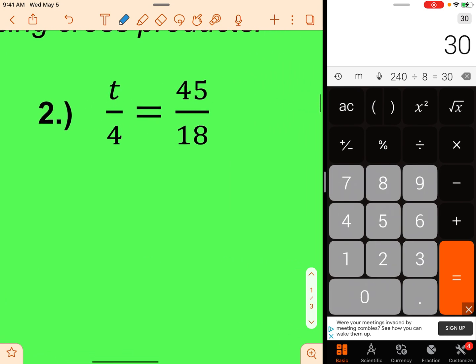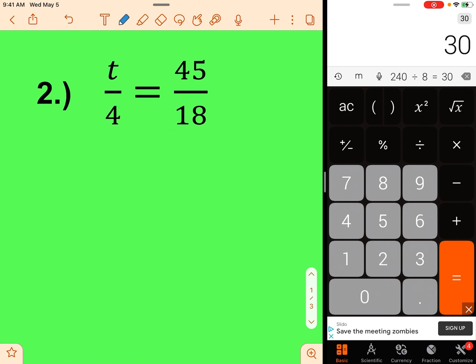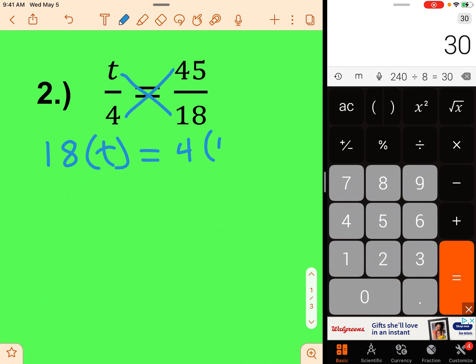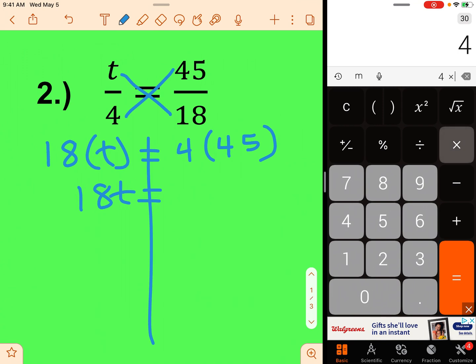Moving on to number 2, this time we have t over 4 is equal to 45 over 18. Again, we are going to use cross products. We're going to cross multiply. We are taking 18 times t and setting that equal to 4 times 45. Draw your line. 18 times t is just 18t. That's equal to 4 times 45, which is 180.